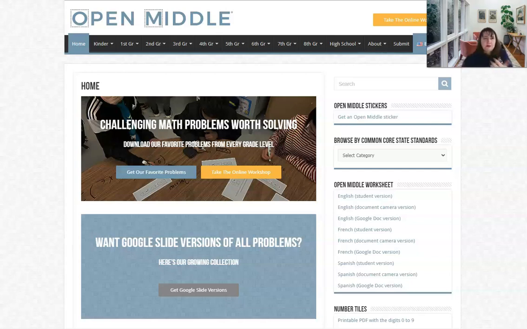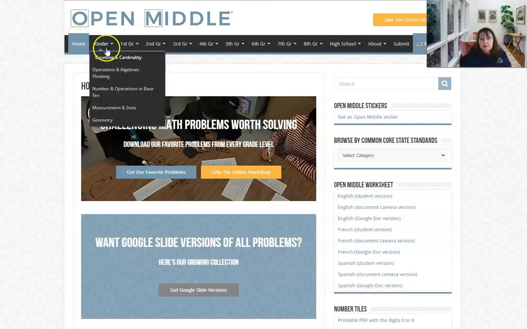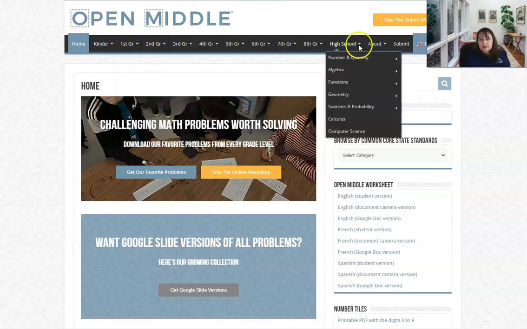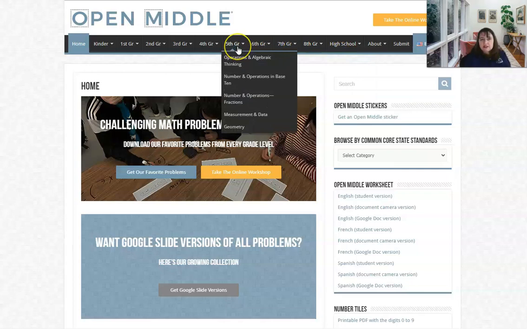So if you're one of those people that really likes to have something in front of your children to have them do some puzzles, this is a great site. So we're going to jump right into it. You can see right at the top, you have kindergarten, first grade, all the way up to high school and the different levels of high school. So we're going to stay with fifth grade.